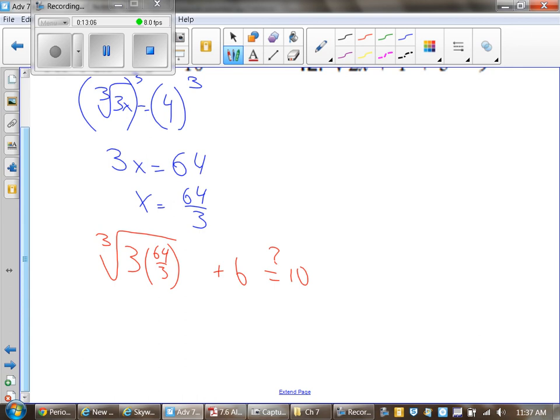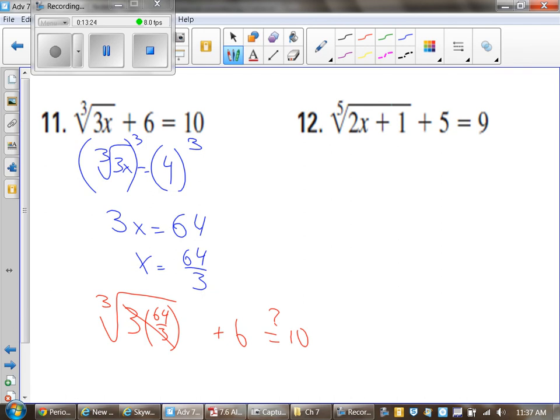When you go to check this, you have 3 times 64 over 3. What happens to the 3's? It would be the cube root of 64, 4 plus 6. It's okay to get fractions, guys. Don't give me decimals. Fractions.